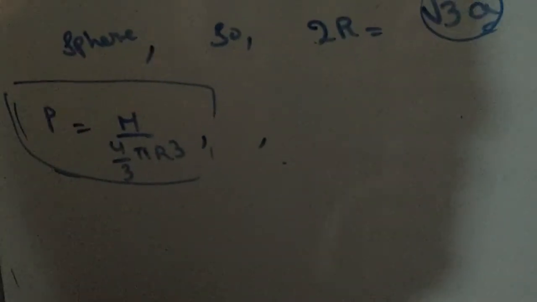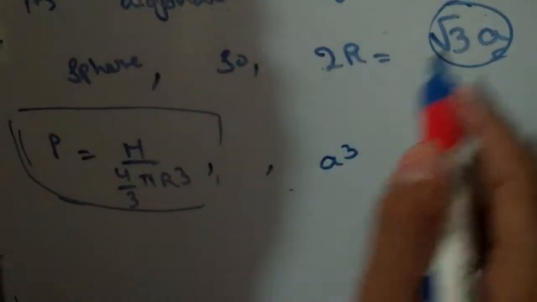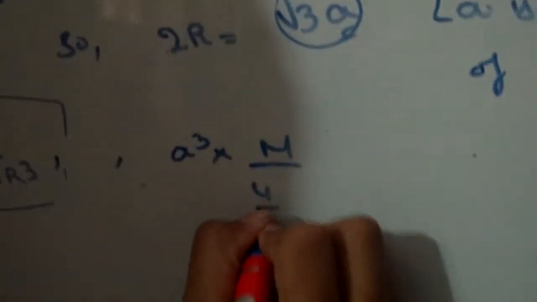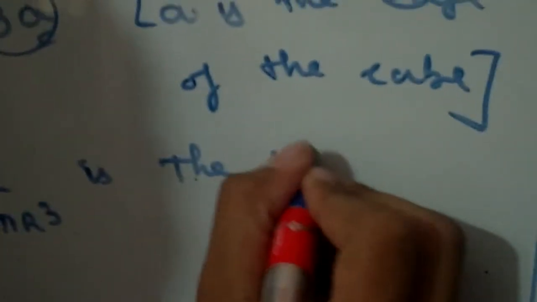Now this is also the density of the cube, because we cut that cube from that sphere. Now what is the mass of the cube? Mass of the cube is its volume multiplied by its density. The volume of the cube is edge cube, a cube, where a is the edge of the cube. So a cube into density, m by 4/3 pi r cube, is the mass of the cube.